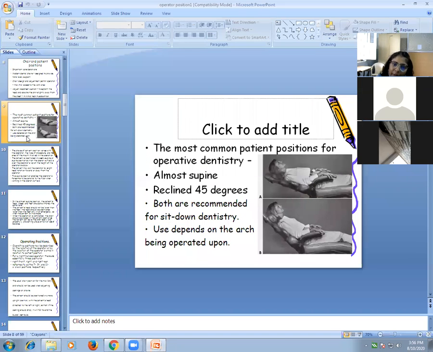The most common patient positions for operative dentistry are the supine and the recline 45 degrees. You can see in the figure, this is the supine position and this is the recline 45 degrees. Both are recommended for sit-down dentistry. The use of the positions depends on the arch being operated. If you are working on the maxillary arch, mostly supine position is preferred. If you are working on the mandibular arch, then the 45-degree recline position is preferred.